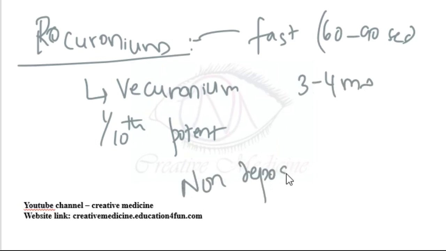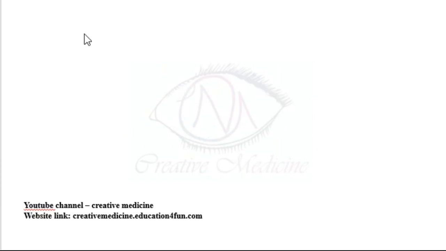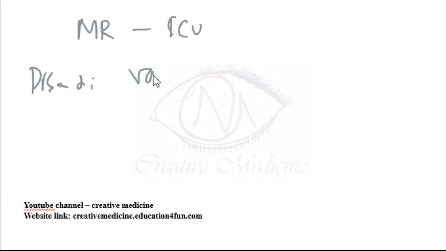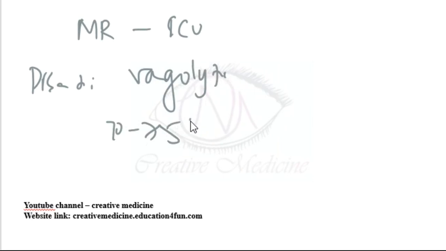Rocuronium has no active metabolite. So, because it has no active metabolite, rocuronium is a muscle relaxant which can be used as continuous infusion in ICUs. A disadvantage of rocuronium is that it is vagolytic in action. 70 to 75% are excreted in the bile, and it should be avoided in biliary obstruction.